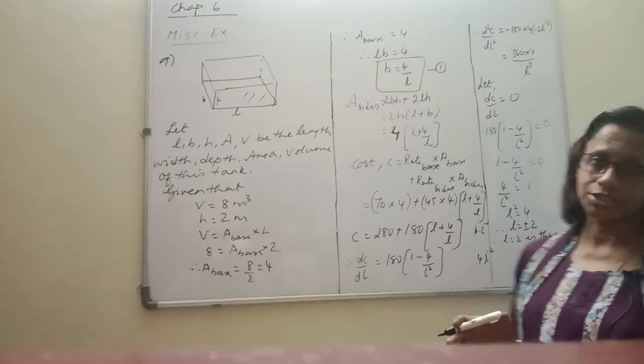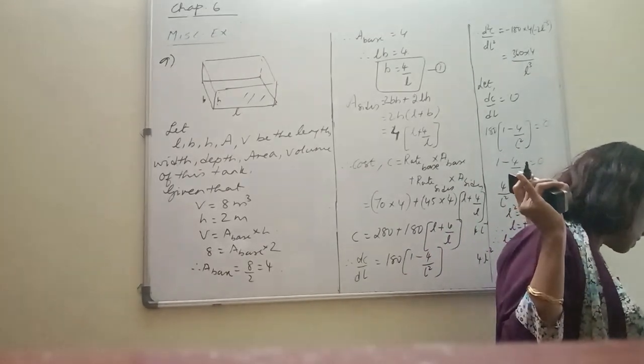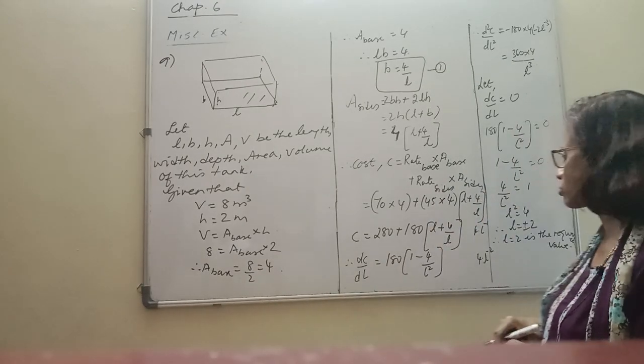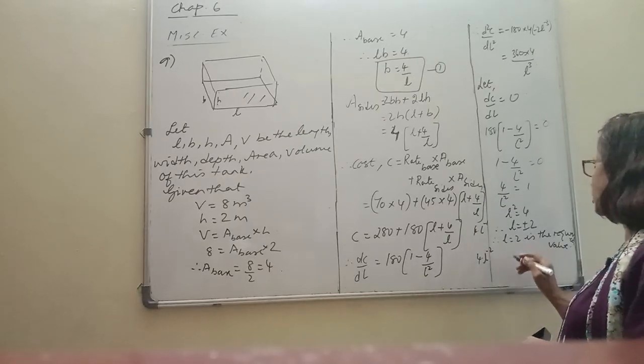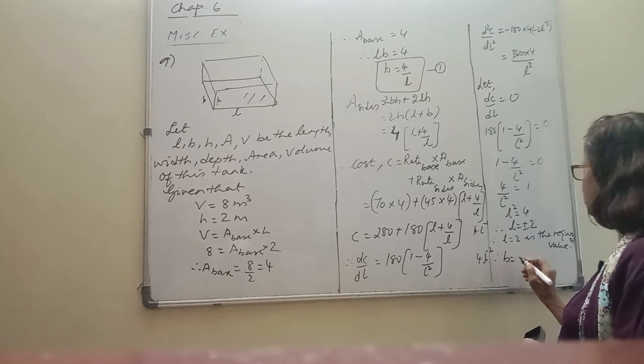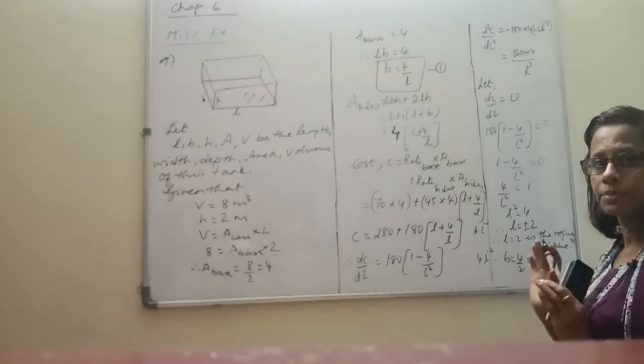This is not what the question asks. You have so many things to do. First of all, you have to check for minima. Then next is the cost. They ask you the cost, so we have to find the cost also. So L is there, let's calculate the B also. B is going to be 4 over L, so it's 4 over 2, which is 2. Both are ready with you. L is there, B is there.